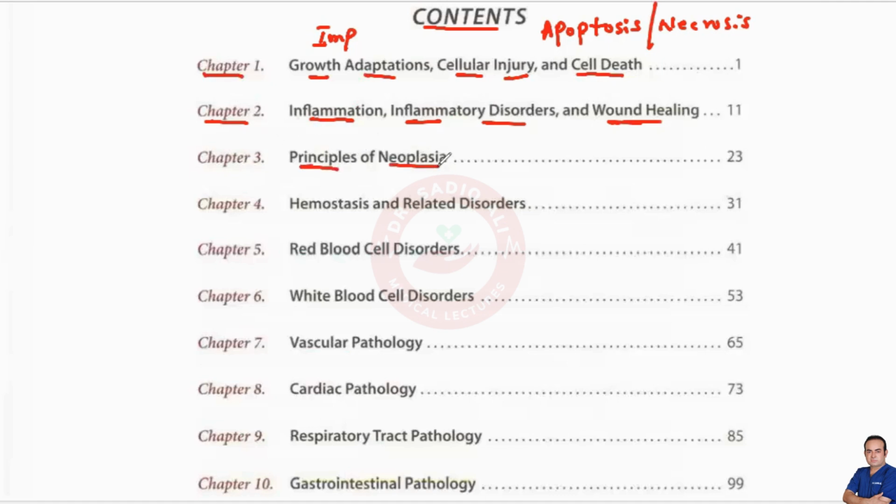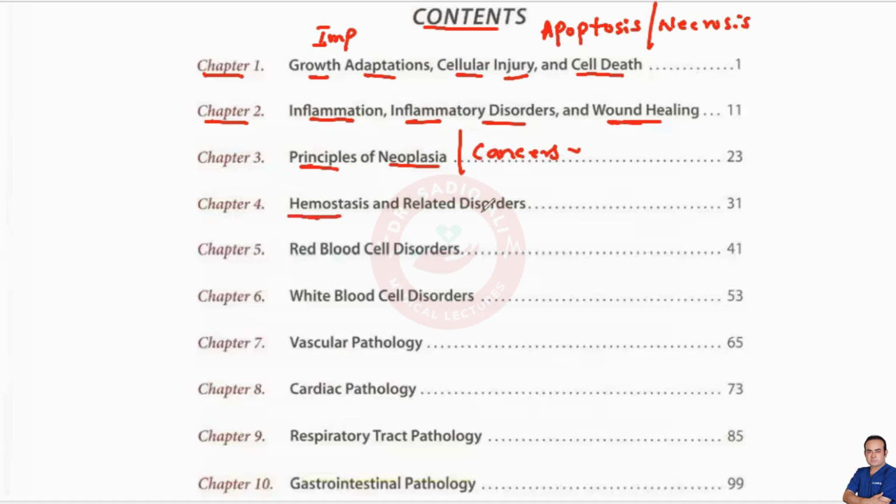Then principles of neoplasia. Doctors who love to work in oncology, like cancers, must know the basics, like sarcomas, carcinomas, benign and malignant. We will discuss each and everything, including oncogenes and proto-oncogenes, in neoplasia.